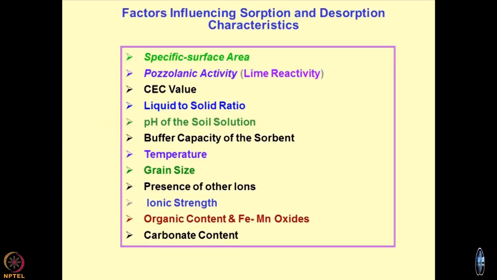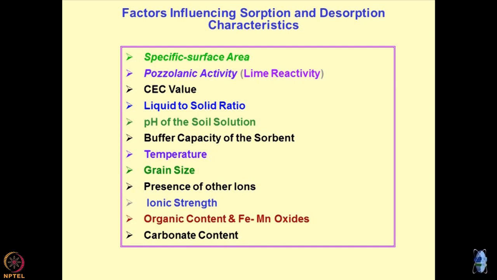The list of the parameters which influence the sorption and desorption mechanisms is big. Whatever comes to your mind can be written here, but primarily surface area contributes a lot, because surface area contributes to the cation exchange capacity also, pozzolanic activity of the material, liquid to solid ratio. What is liquid to solid ratio?